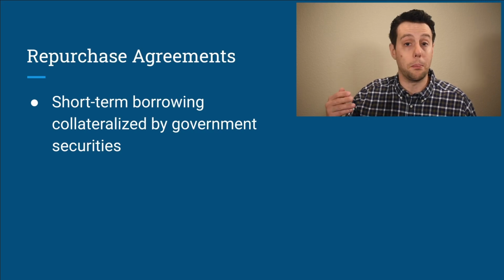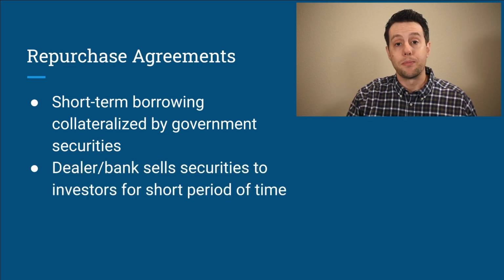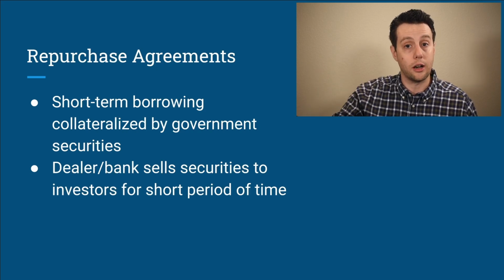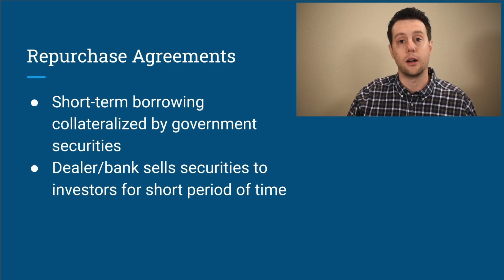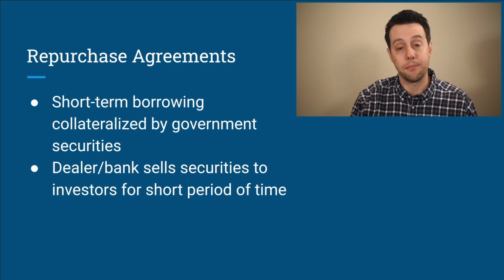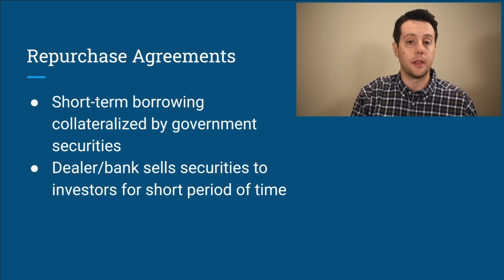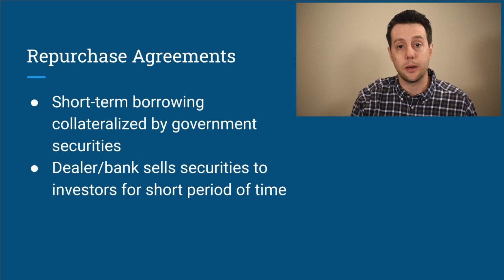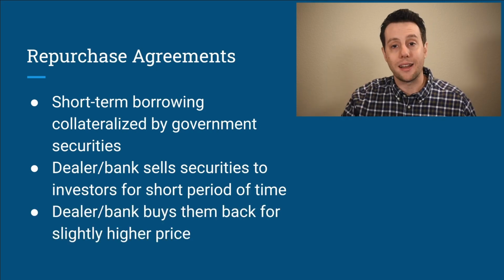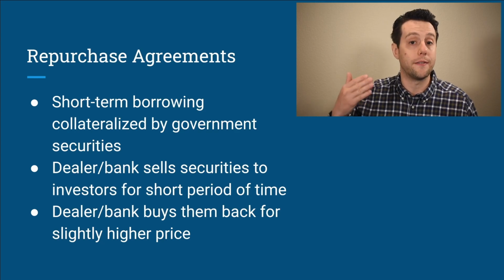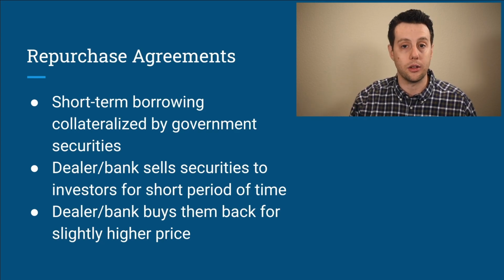Now, those long-term bonds would get lent to the fund by a dealer or bank that's basically selling the securities to the fund, which is the investor, for a short period of time. This could be a week, it could be a month, it could be 1 day. The time varies based on the agreement. Then after that time period, the dealer or bank buys them back at a slightly higher price. And that difference is the effective interest rate they're paying to the fund.